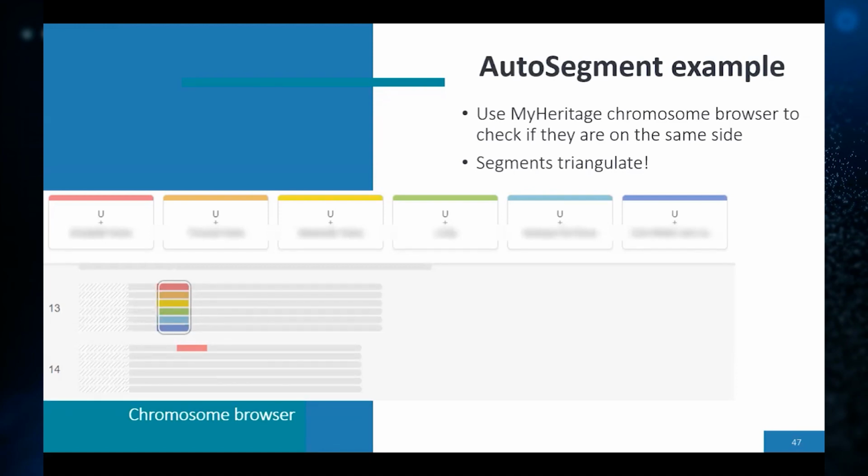Sometimes it does not show this. On MyHeritage it's very easy, right? Because it shows you the box around the segments, which shows you that they are triangulating, which is fantastic.